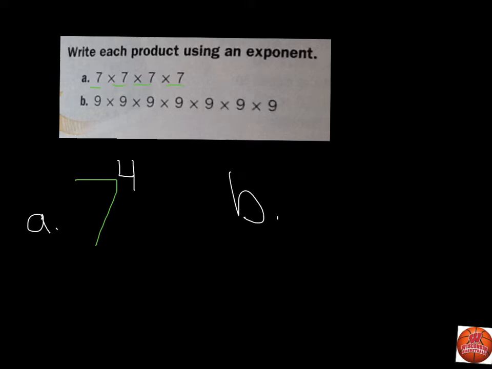For B, again, I have 9s as my factors, so 9 then becomes my base. My exponent is how many 9s I have. I have 1, 2, 3, 4, 5, 6, 7. So my exponent would be 7.